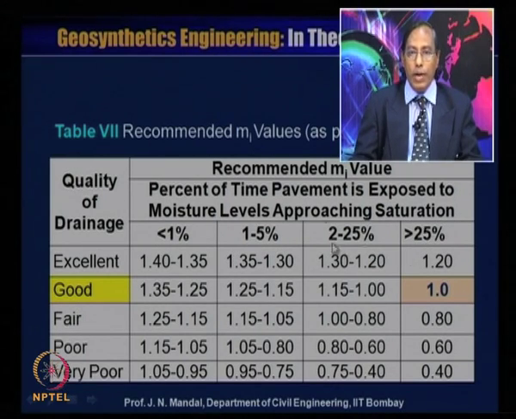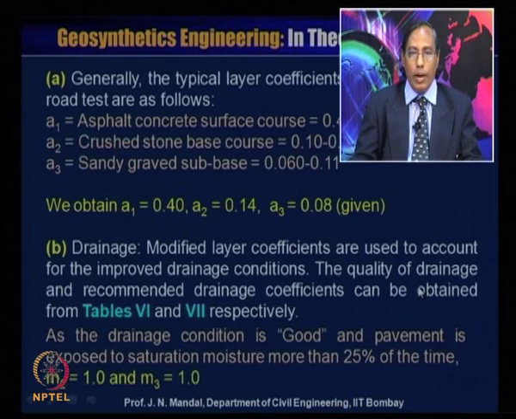Therefore, recommended value for M is equal to 1 because quality of drainage is good. So, we are considering that subbase course and the base course have the same moisture content. So, this M2 and M3 value we are considering 1.